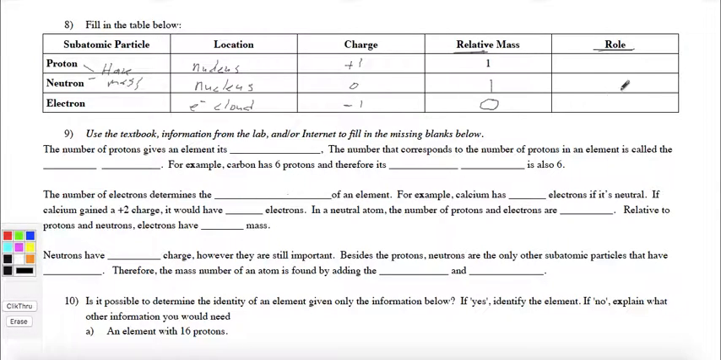Now the role. The protons give us the identity. That tells us what the atom is. If we change the number of protons, we change the identity of the atom. The neutron changes the mass. If we change the number of neutrons, we get a different mass number. And electrons, finally, determine the charge.